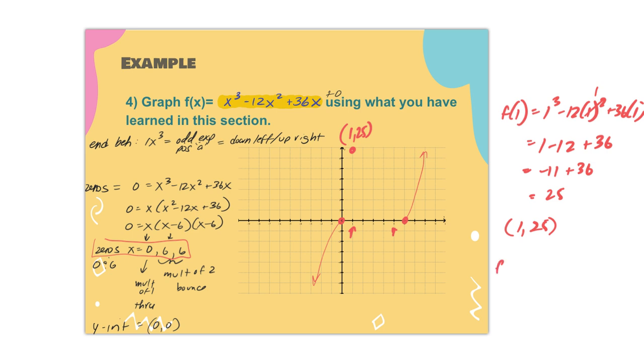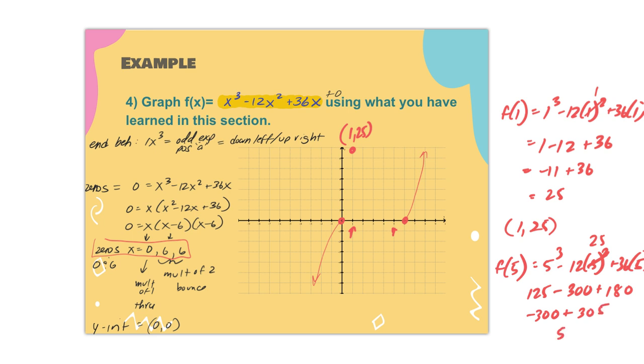And then let's do 5. I feel like 5 is going to give me a really big number, but we'll see. So it's going to be 5 cubed minus 12 times 5 squared plus 36 times 5. 5 cubed is 125. 5 squared is 25, and 25 times 12 is 300. And 36 times 5 is 180. So let's see. 125 minus 300 plus 180 is 5. So when x is 5, y is 5. So it's closer to here.